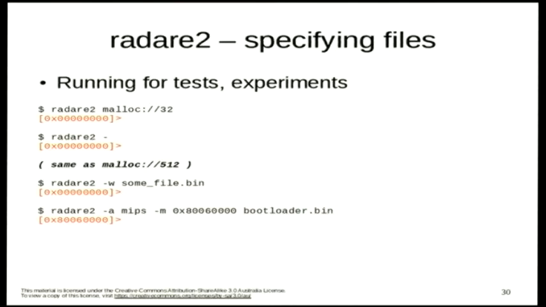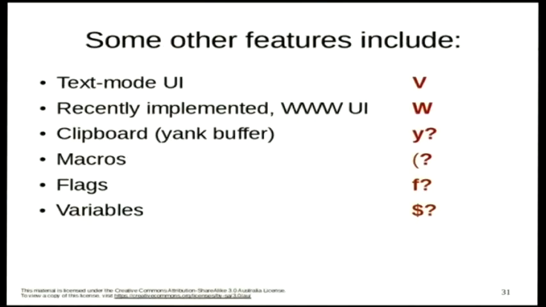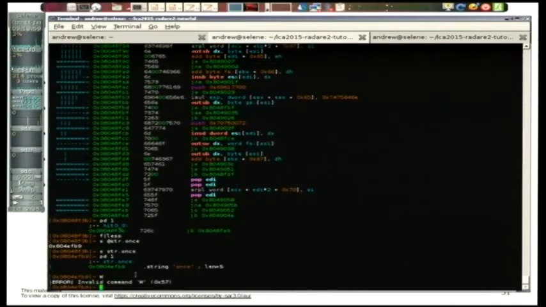I don't have a file called bootloader.bin to demonstrate that with me, but when I was working on the gadget I showed you before, that was how I was looking at it, because I knew the bootloader was trying to load it to that address, and I wanted it to match in radare. And there are some other features that I don't have time to go through. There's a text mode UI, which is a sort of GUI, a more interactive way than having to remember some of the commands. There is a web interface, which I will jump into just very briefly.